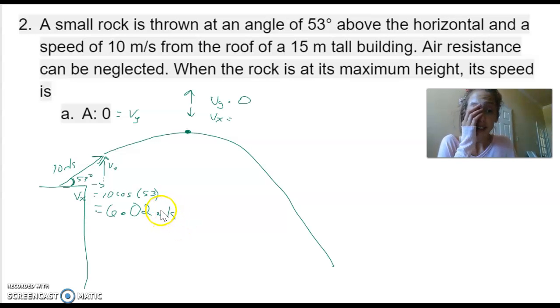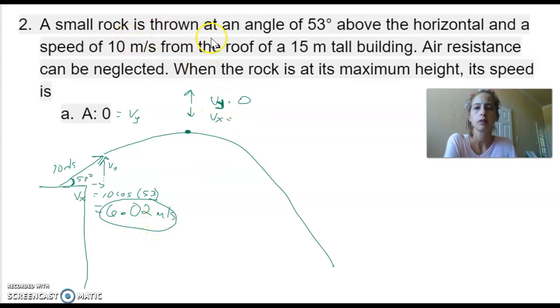And since there's no acceleration in the x direction, like you can't keep pushing it once you've let go, the initial velocity and the final velocity and the velocity the whole time in the x direction is 6.02 meters per second. I would say that this is the right answer, right? Your velocity at the peak here, the y velocity is 0, but the x velocity is 6.02.